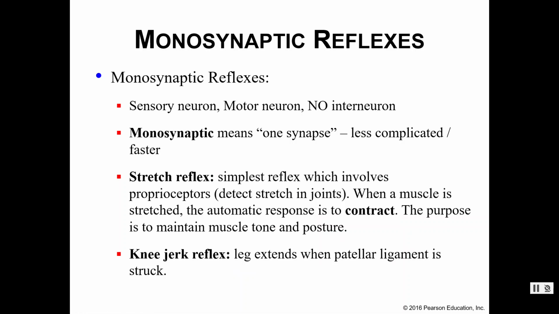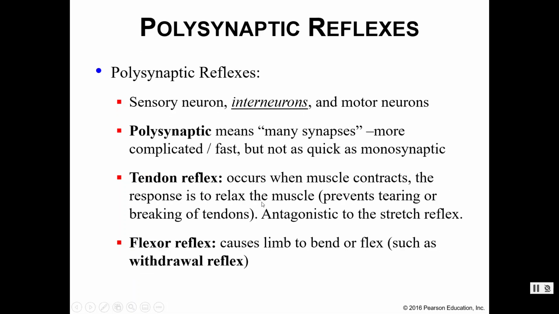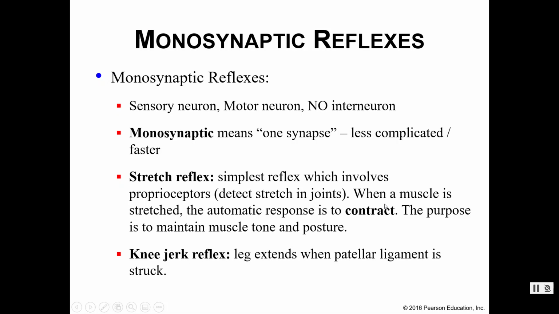Now, monosynaptic reflexes are very similar, but there's no interneuron. We only have a sensory and a motor neuron. We briefly mentioned monosynaptic means one synapse. These are less complicated and can move faster because there is no interneuron here. You are familiar with a couple of these. For example, we have the stretch reflex. This involves proprioceptors that are detecting stretch in the joints. When a muscle is stretched, the automatic response is to contract it. This helps us maintain muscle tone and posture.